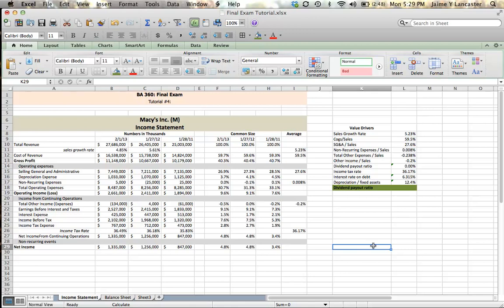And we're going to take the average and we're going to use that to forecast what they might do in the future. Because what they don't pay out as dividends, they keep as retained earnings. And so we really need to know that ratio, or at least estimate it.